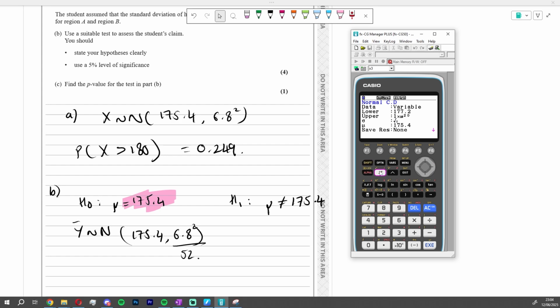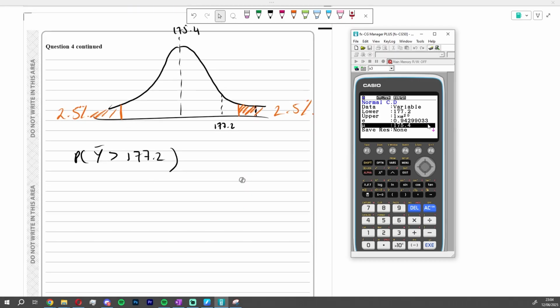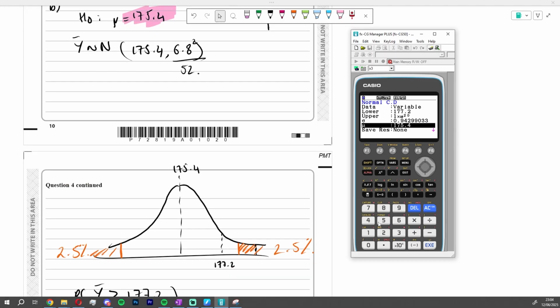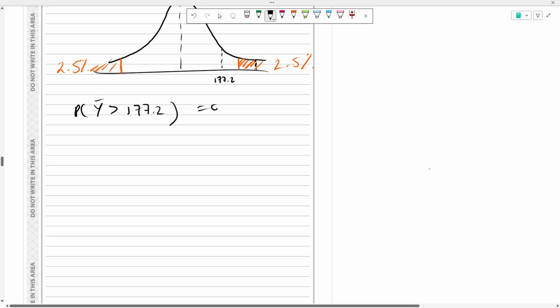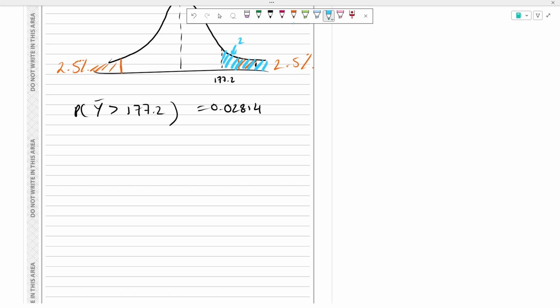Yeah, so I'll do square root of 6.8 squared divided by 52. So that's your whole variance, and you're going to square root it for your standard deviation. And then in your mu, well, your mu is 175.4, which we've already got. Okay, and click equals. Well, this gives me 0.02814. So that means that this whole probability here is going to equal 2.8%.